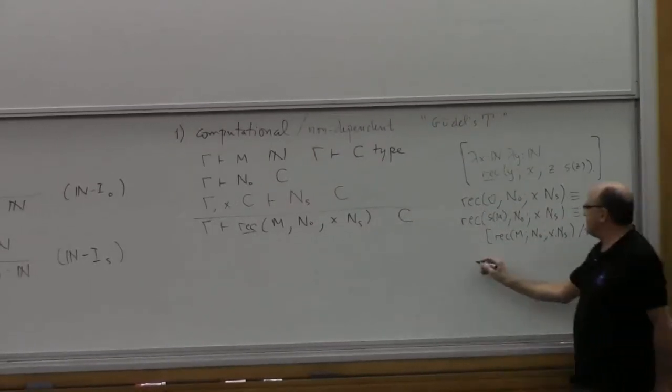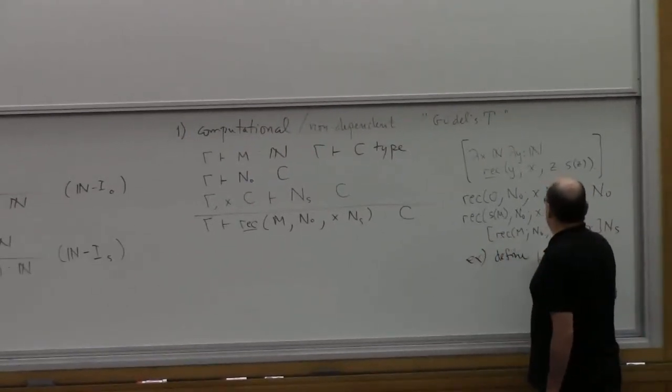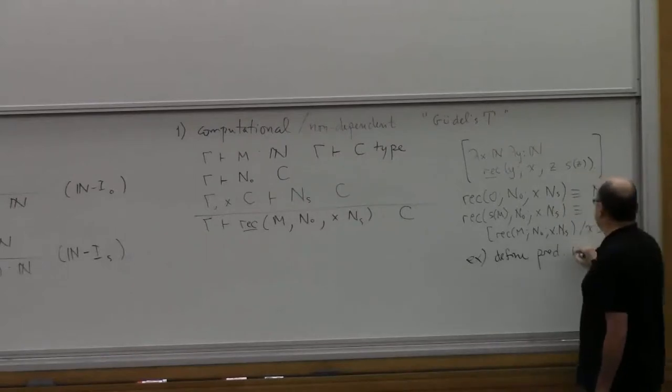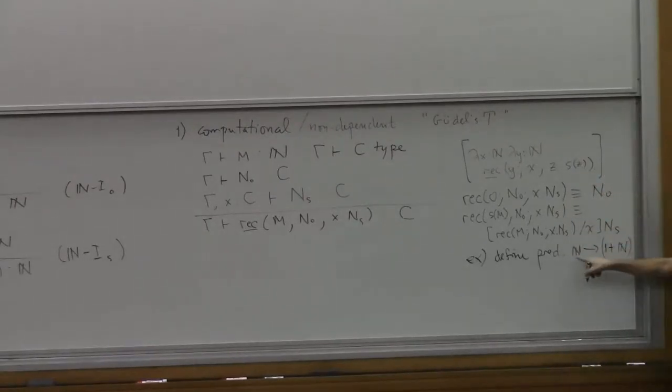So, an exercise. Define the predecessor. All right, and we'll define the predecessor to have type n arrow 1 plus n. How about? So, if n is 0, the answer is error. And if n is a successor, you want it to be the predecessor. Define that using the recursor. It's using this recursion scheme. And it's a little bit trickier than you think. And my hint is use a shift register.